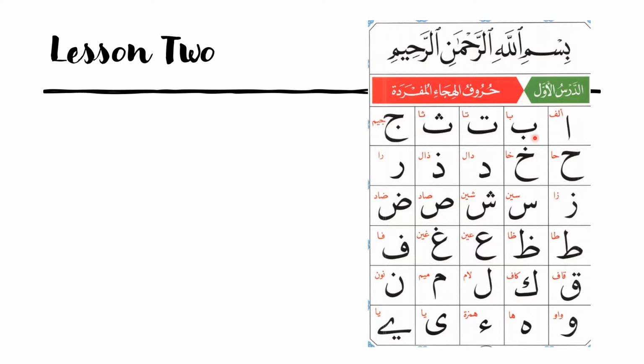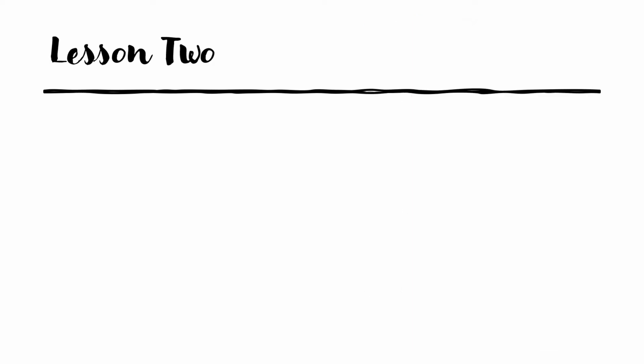So let's start with the ba, ta, tha, and ya. When they come in the beginning or in the middle, the ba, ta, and tha come like this. When it's in the beginning, it looks like this. If there's 1 dot below, that's ba. If there are 2 dots below, it's ya. If there are 2 dots above, it's ta. And if there are 3 dots above, that's tha.